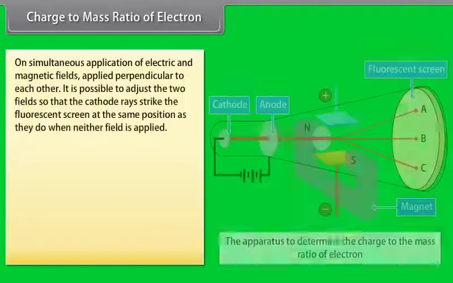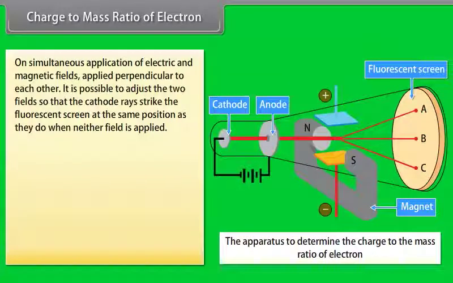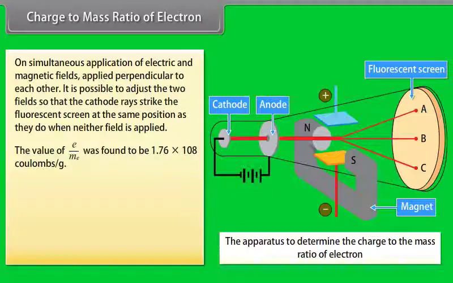Charge to mass ratio of electron. On simultaneous application of electric and magnetic fields applied perpendicular to each other, it is possible to adjust the two fields so that the cathode rays strike the fluorescent screen at the same position as they do when neither field is applied. The value of charge to mass ratio of the electrons was found to be 1.76 x 10^8 coulombs per gram.